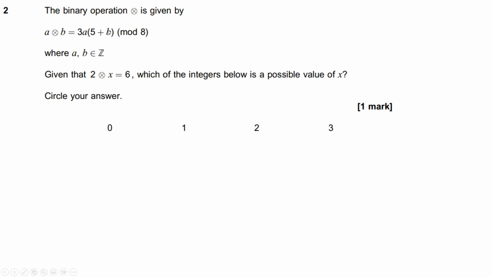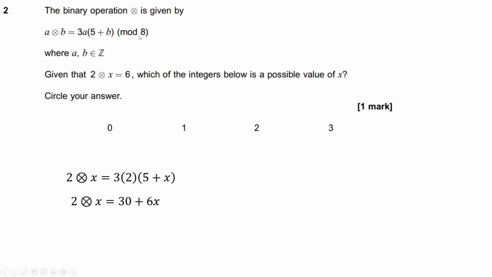We've got this binary operation here. Now, we get this, right, mod 8. We're also told that this equals 6. So if we just replace a with 2 and b with x, and you just plug it into the expression here, we can expand a little bit to get 30 plus 6x, right?